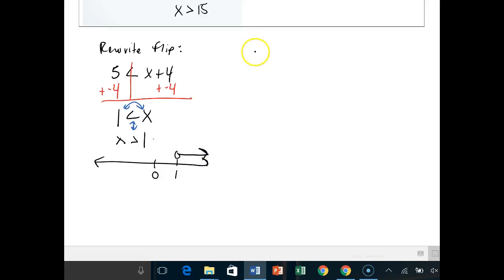So if I were to do it in this way, 10 is less than or equal to 2x, right? So we divide both sides by 2, and we get 5 is less than or equal to x. If I do a rewrite flip on this, because again, if the variable is on the right-hand side, I got to rewrite it: x is greater than or equal to 5, right? I just flip-flop those two guys, and I change my inequality sign. Or I read it backwards and then wrote it left to right.